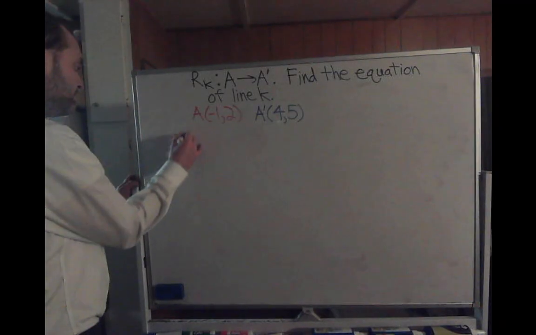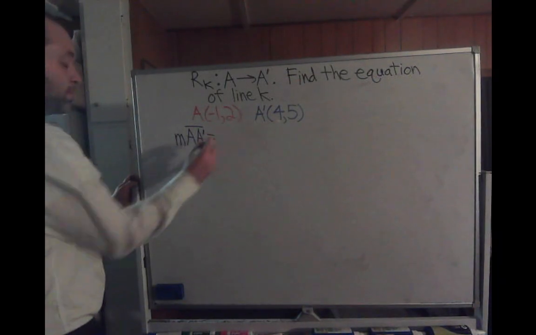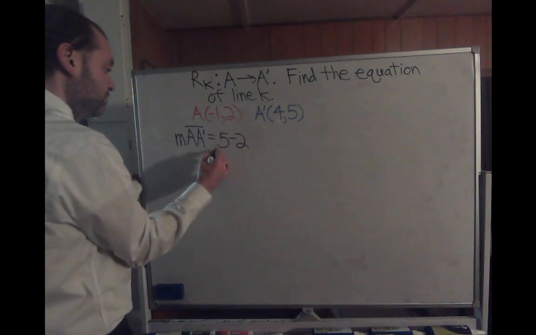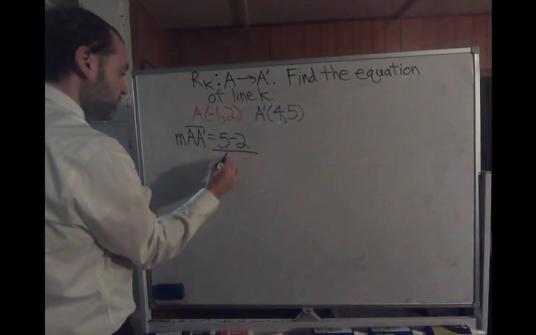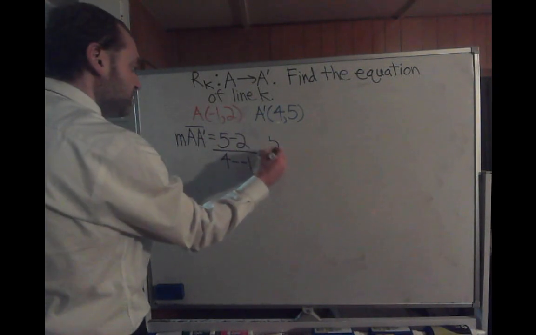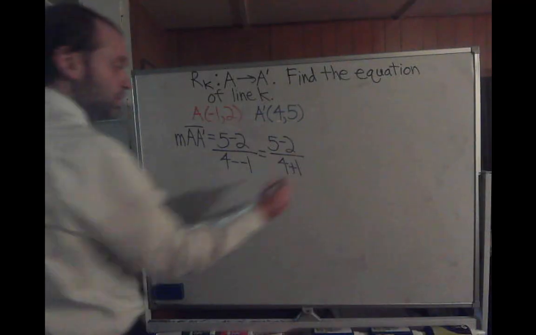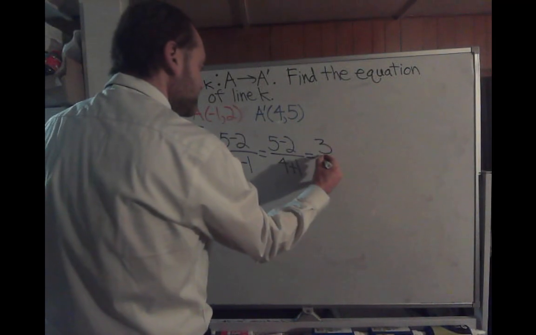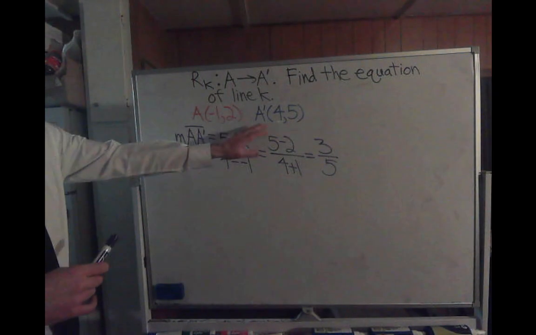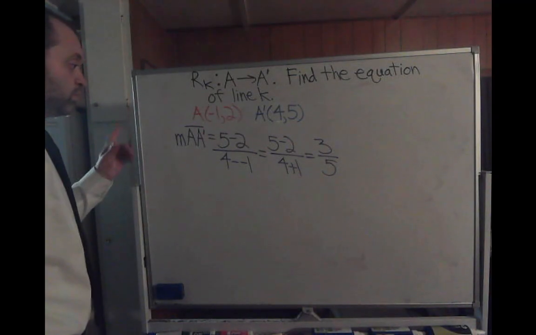So the slope of that line segment, of course, take your y2 of 5 minus your y1 of 2, over your x2 of 4 minus your x1 of -1, which would give you 5 minus 2 over 4 plus 1, which would just turn into 3/5. So the slope of the line segment would end up being 3/5, right? Okay. So we found the slope.